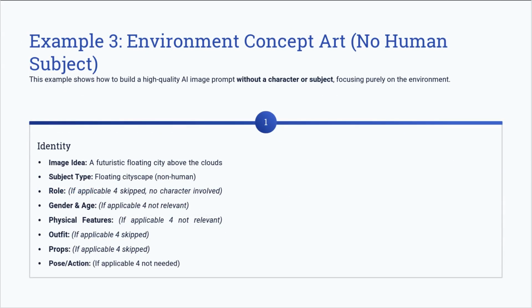Alright, time for example 3, and this one's a little different. We're not dealing with characters or people at all. This is all about creating a stunning environment scene, with the AI focused purely on the setting. We kick things off with identity.